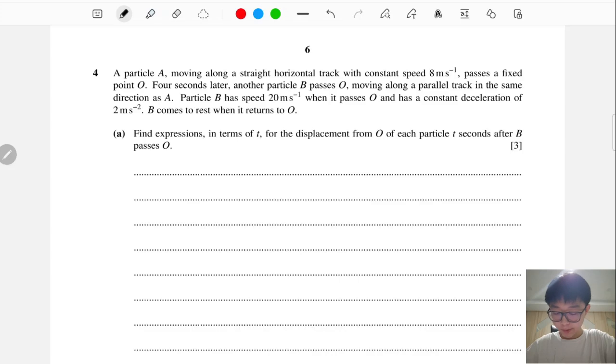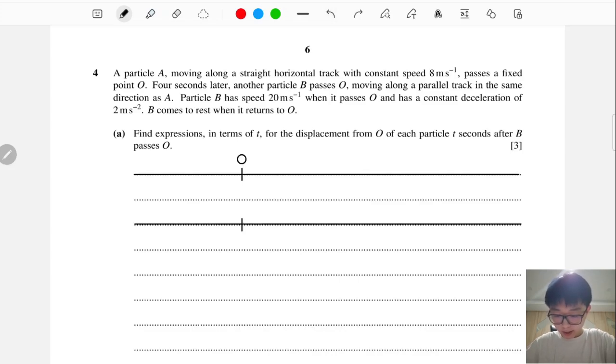Okay, so I think it would be nice to draw a diagram here, so let's do that. Here is the track and point O has been marked. Particle A passes point O at the speed of 8 meters per second and continues to move at that speed for the whole track, right? It's moving at a constant speed of 8 meters per second. Then 4 seconds later, another particle B passes O. So 4 seconds after this, which means A has already moved for 4 seconds, right? So it's all the way over here.